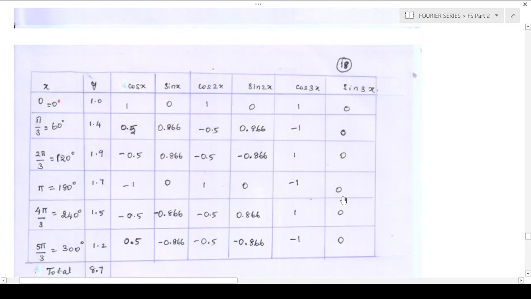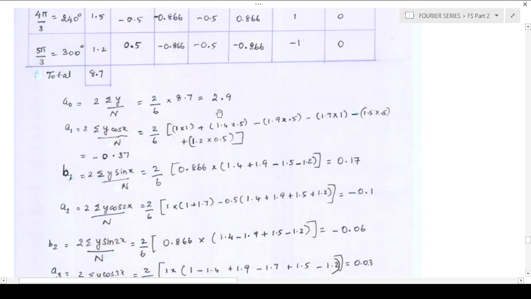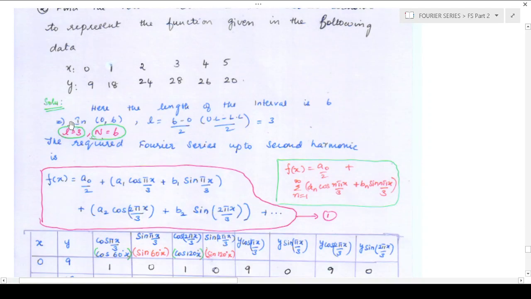Your b3 is, all are 0. So summation y sin 3x is 0 into 2 by 6. Again, 0 into anything is 0. You are substituting here a naught by 2. It is 2.9 divided by 2. It is 1.45. And then a1, b1, a2, b2, a3, b3 is 0. Likewise, up to third harmonic, we have found out, children.